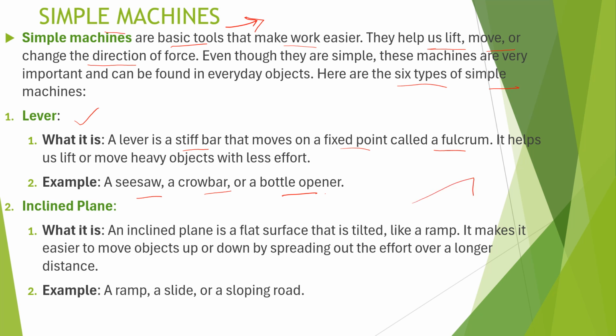Next, inclined plane. Let me show you the lever too. It will be like this. That moves on a fixed point. This moves up and down on a fixed point called a fulcrum. And inclined plane, you know the inclined plane, right? An inclined plane is a flat surface that is tilted like a ramp. It makes it easier to move objects up or down by spreading out the effort over a long distance. A ramp, a slide or a sloping road.